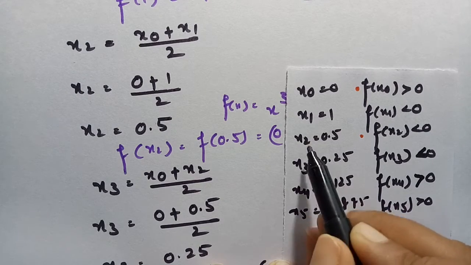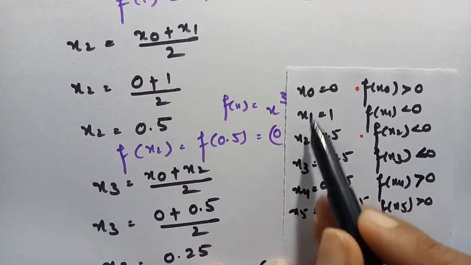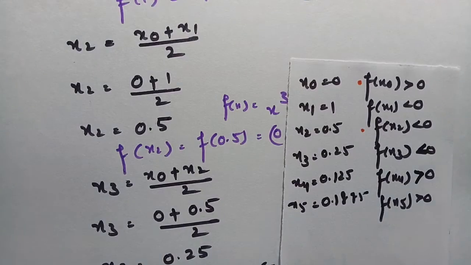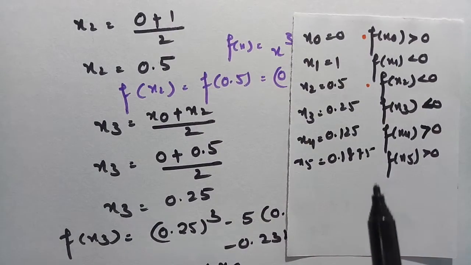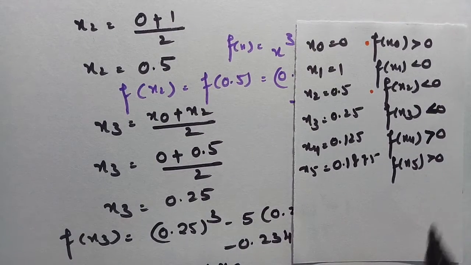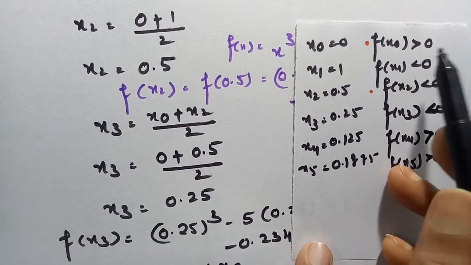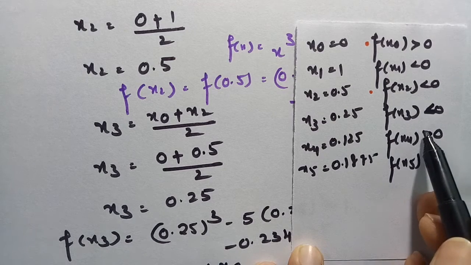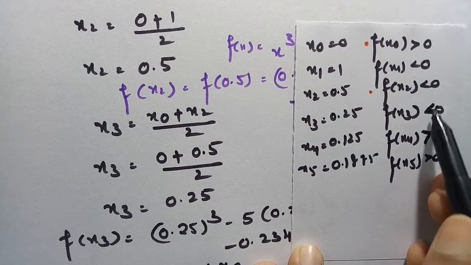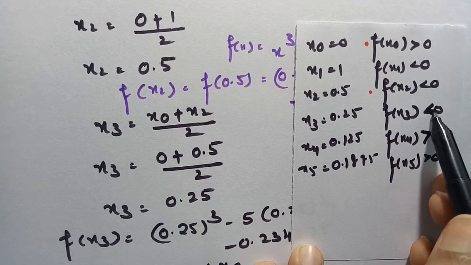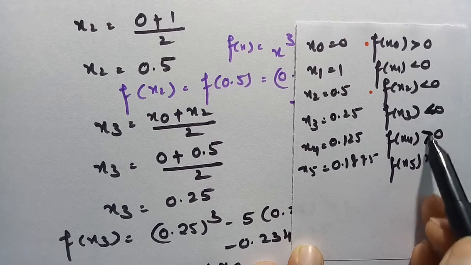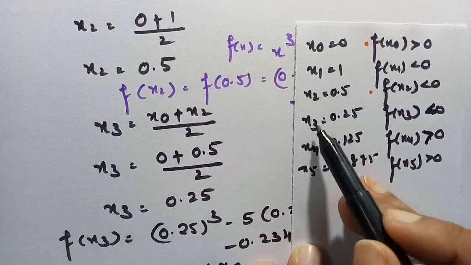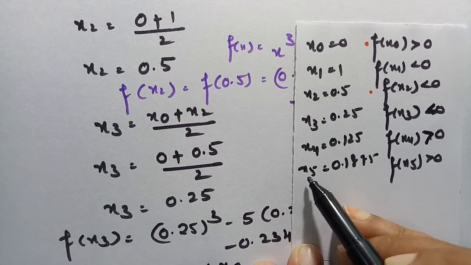So for x3 value, we have to bisect these two, that is x0 plus x2 by 2. This is very important. This is the simple logic you have to use. You have to write each and every negative and positive. For the next value x4, we got this value as positive. So the next one is negative. This is positive. Two different signs are there. So we can take this as a bisected value for getting x5.